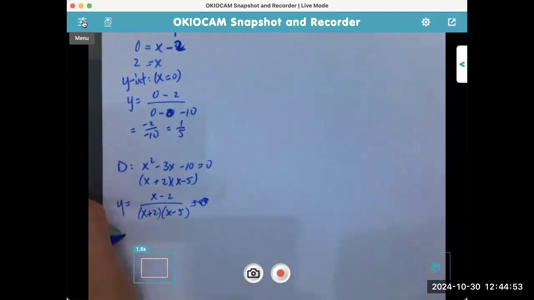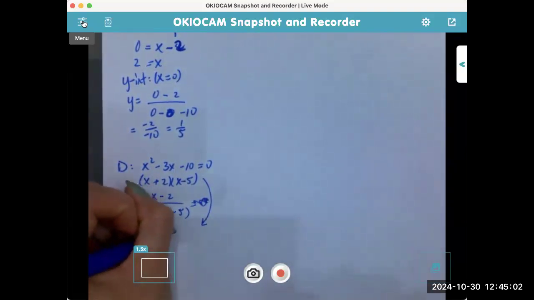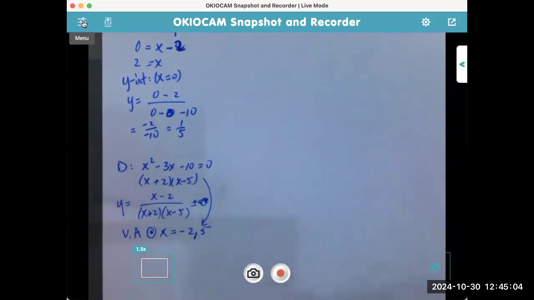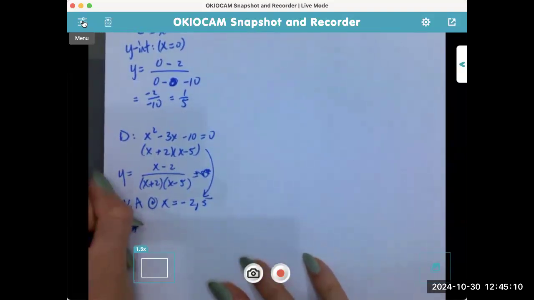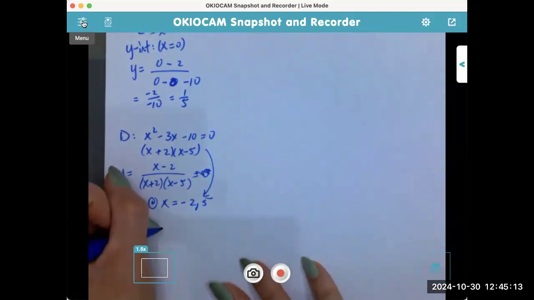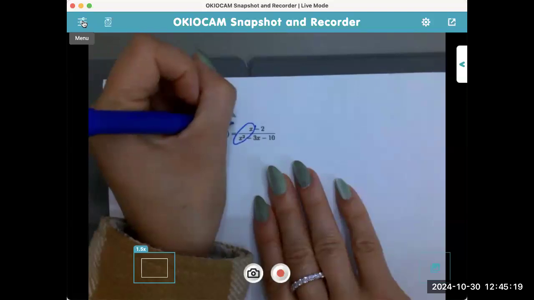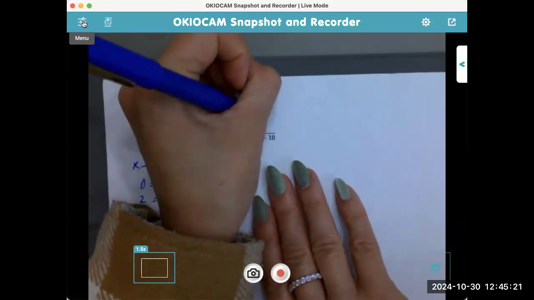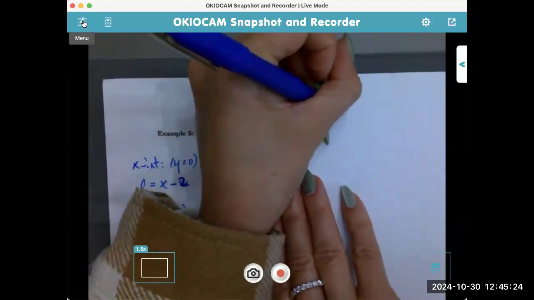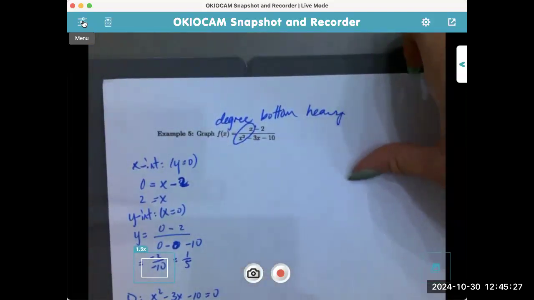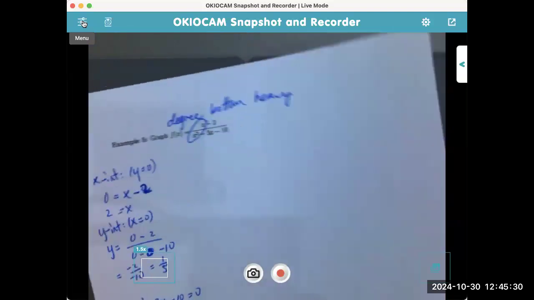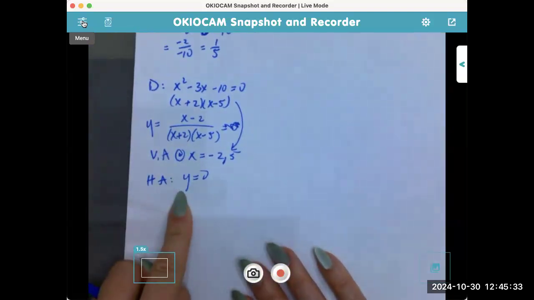So then the vertical asymptote occurs wherever the denominator is equal to 0. We have vertical asymptotes at x equaling -2 and +5. Our horizontal asymptote is the ratio of the leading coefficients, so we're looking at these two terms. We are what I call degree bottom heavy. Again, this is just a rule: whenever it's degree bottom heavy, y equaling 0 is our horizontal asymptote.